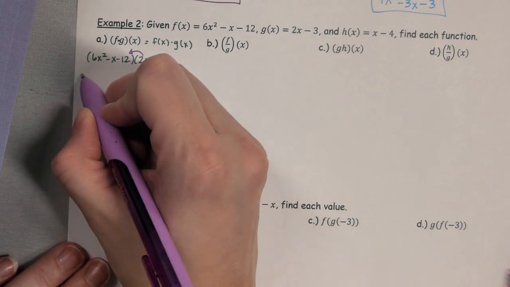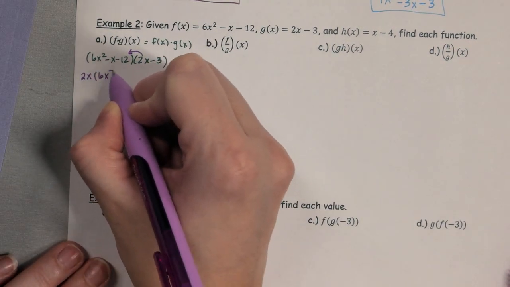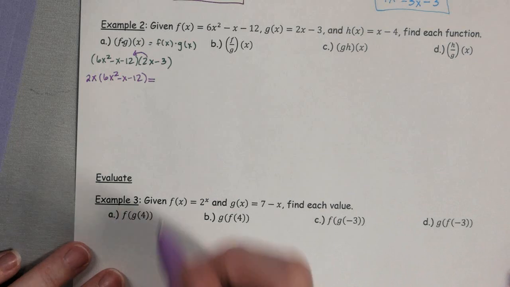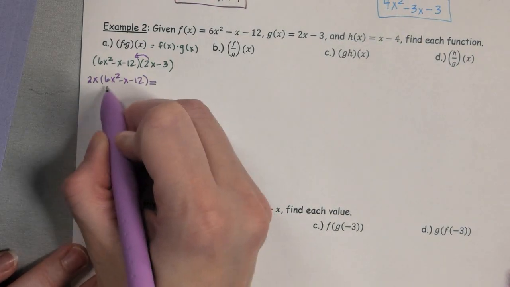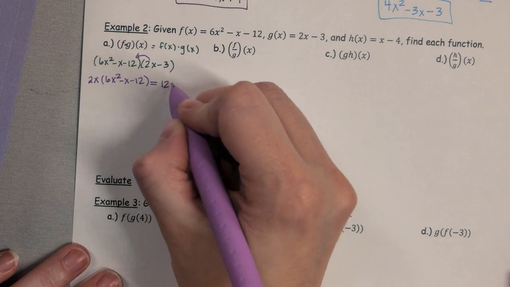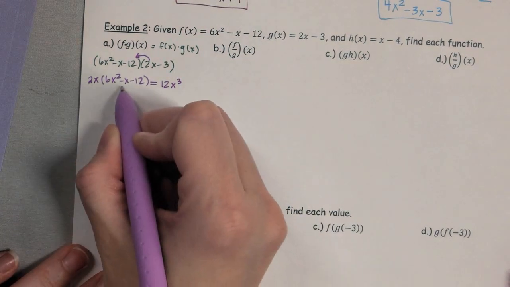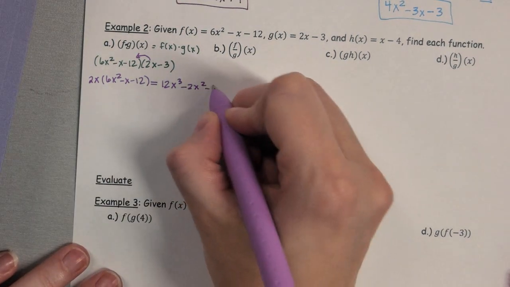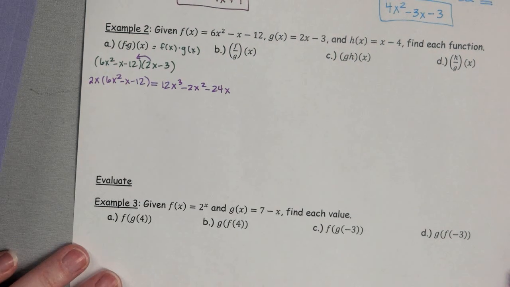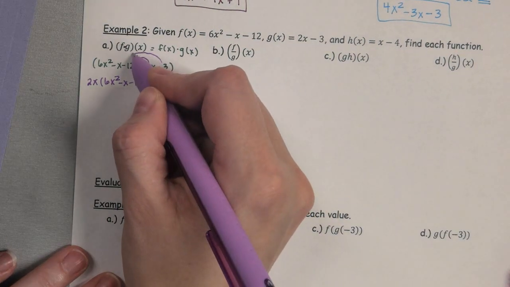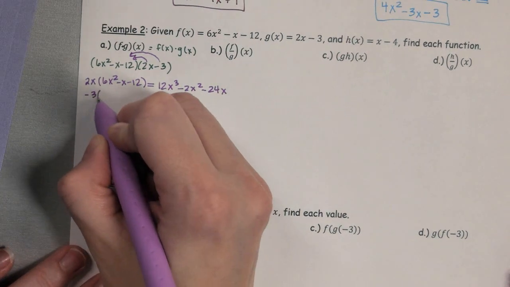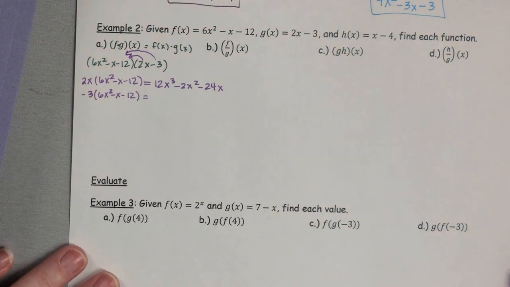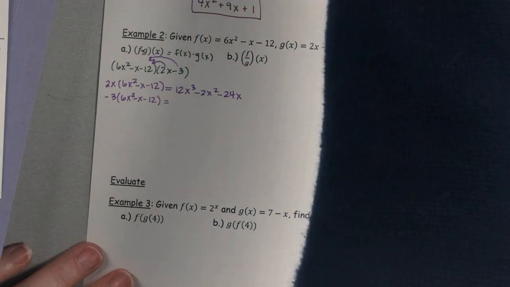If I'm multiplying everything here by 2x, sometimes I'll write this out just to help prevent me from making small mistakes, so that my eyes are going just back and forth. Then I can say 2 and 6 is 12. That would be x cubed. 2 and negative 1 is negative 2, x squared. 2 and negative 12 is negative 24, and then keep the x. Okay, so I like that. You do what works best for you. And then do the same thing with negative 3. So I'm going to write this out. Like I said, for me, I feel like that gets rid of small mistakes.